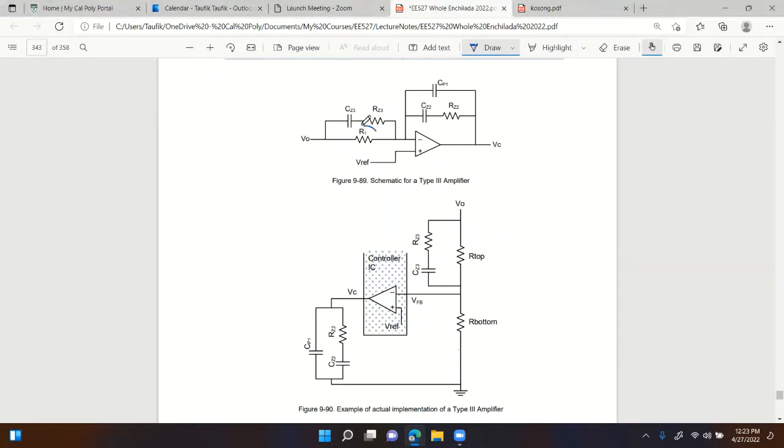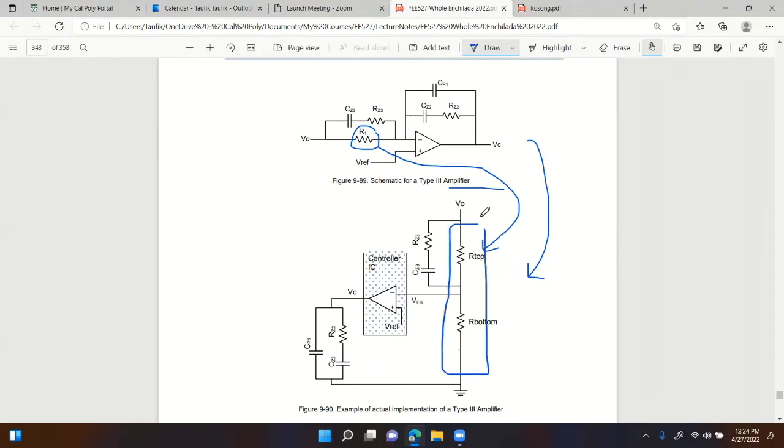Now look at R1 right here. Compare that to the one over here. So where is R1 in the actual implementation? Where is R1? R top, exactly. So you can see that R1 is actually our R top. What is R top? Well, that's our voltage divider, isn't it? Remember our voltage sensing. That's our output voltage, tied to the actual output terminal of the DC to DC converter, and this will be our voltage sensor, the voltage divider.